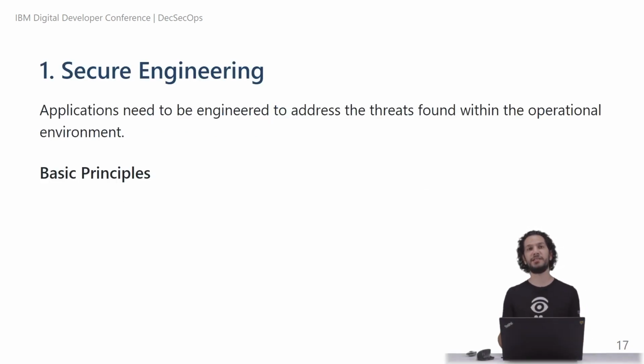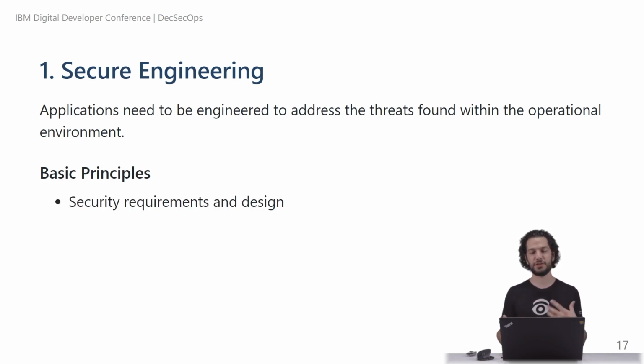What secure engineering means is that your application should be built to address security issues that it's going to see in the field. So you should think about it from the beginning. And some basic principles are security requirements and design. So you need to see what is your security requirements, what is your risk tolerance, and actually design your system for that.